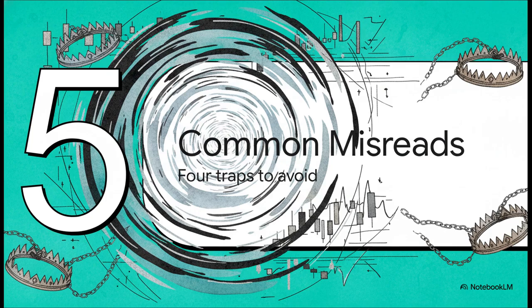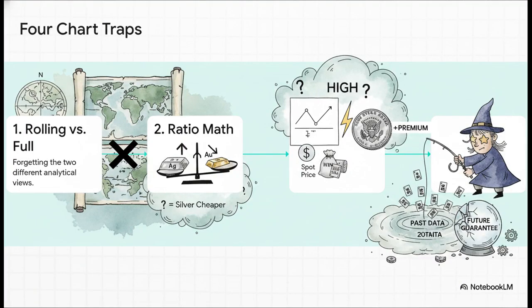So, we've got our shiny new tools. Now let's talk about the traps. We're going to walk through 4 of the most common mistakes people make when they look at these charts. Mistakes that you can now totally sidestep. First up, forgetting our 2 maps. Always ask if you're looking at a short-term rolling window or the full long-term history. Second, misreading that ratio. Just burn this into your brain. A high ratio means silver is relatively cheaper.